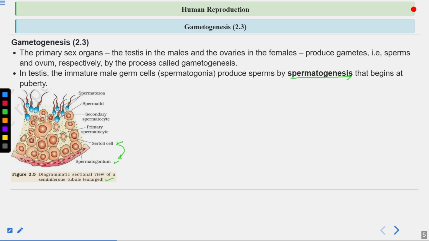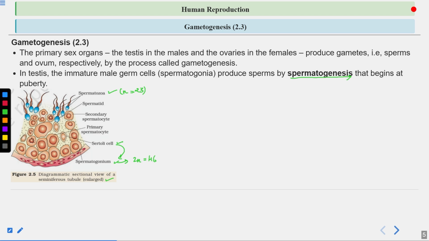Then spermatogonia, we were talking of spermatogonia, they will be diploid, meaning 2n, meaning they will have 46 chromosomes. Meiosis will occur in spermatogonia to finally form the spermatozoa, which is also known as sperm. So sperms are haploid, meaning they will contain 23 chromosomes. Now we will understand this entire process, how primary spermatocytes, secondary spermatocytes, and spermatids are formed.